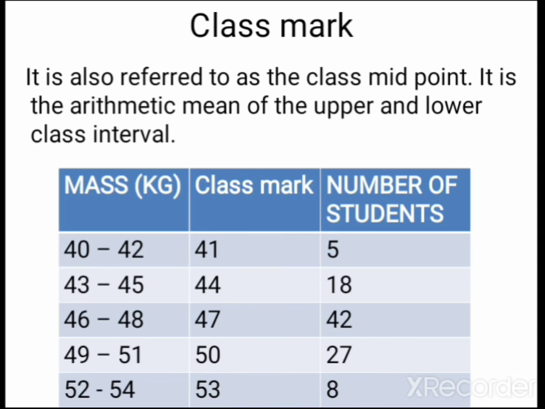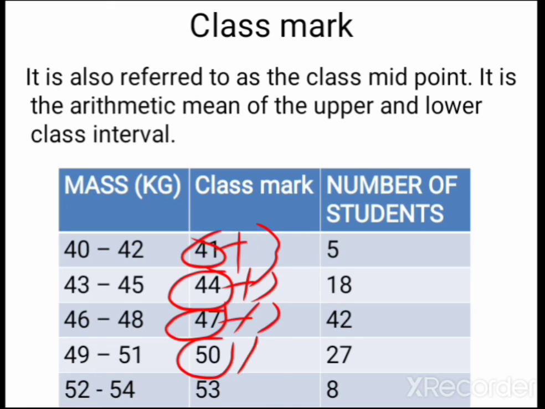So the shortcut requires you to, after obtaining the first class mark, keep adding the class size to the class mark. It will give you the next class mark. So 41 plus 3 will give us 44. 44 plus 3 will give us 47. 47 plus 3 will give us 50. And 50 plus 3 will give us 53. So that's how to obtain our class mark. So that's all for today.